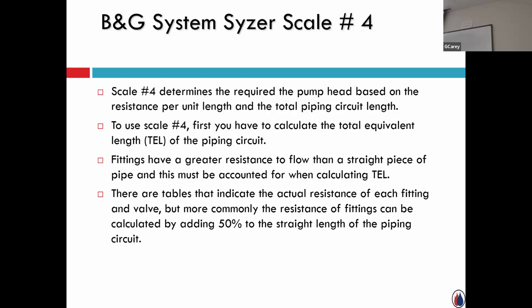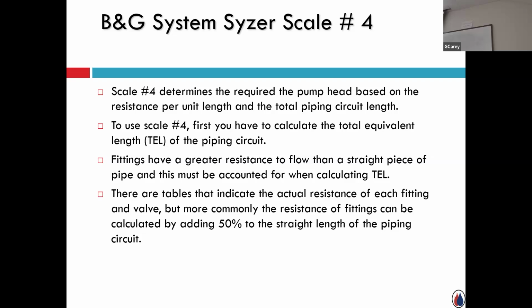So just reading through it real quick. What's the pump head based on the resistance per unit length? So what did I find in scale 2? And then, what's my total length of piping? 60 feet, 6,000 feet, 250 feet, whatever it is, and that would help me calculate the total pressure drop. But there's one comment here: total equivalent length.